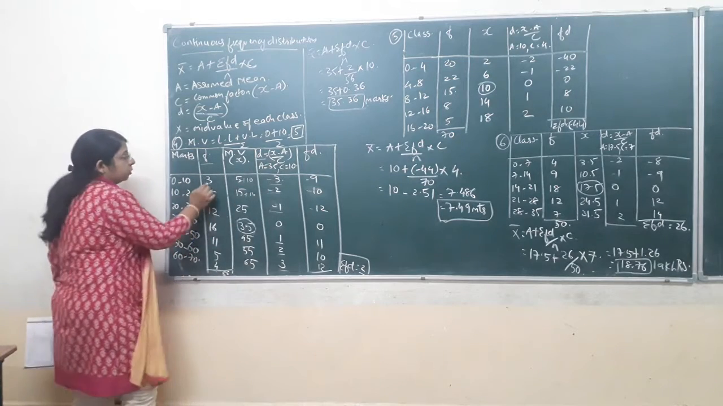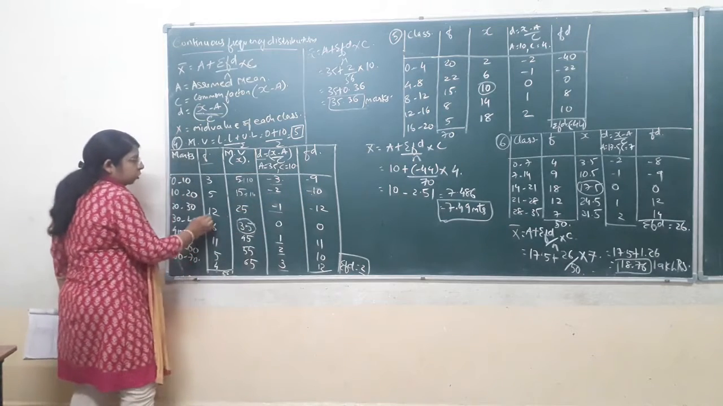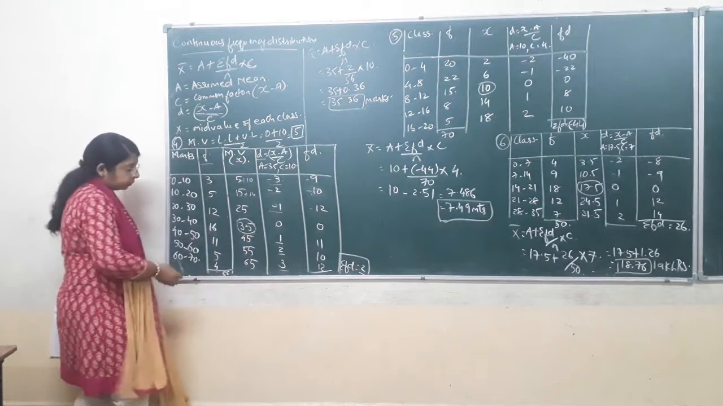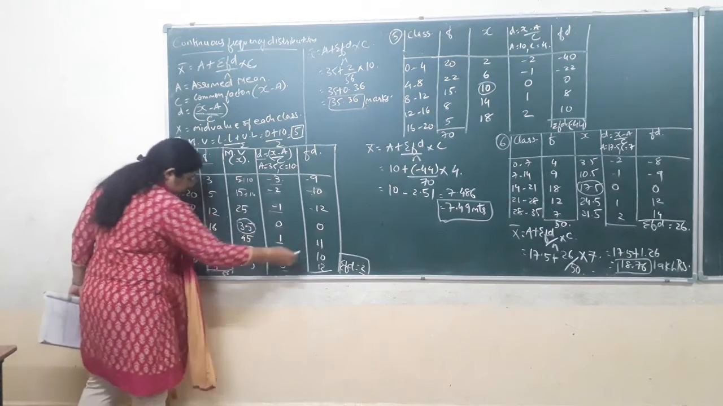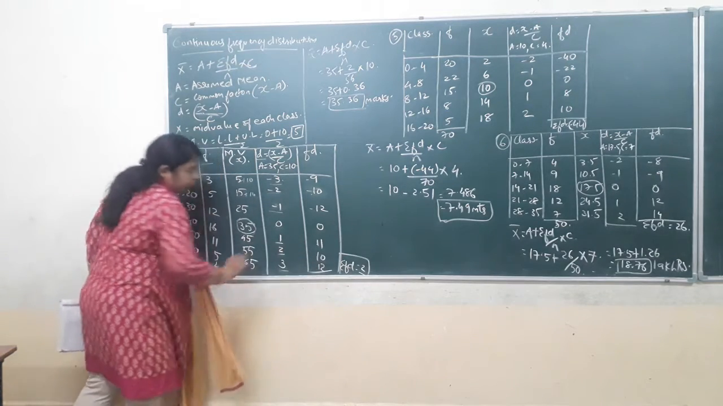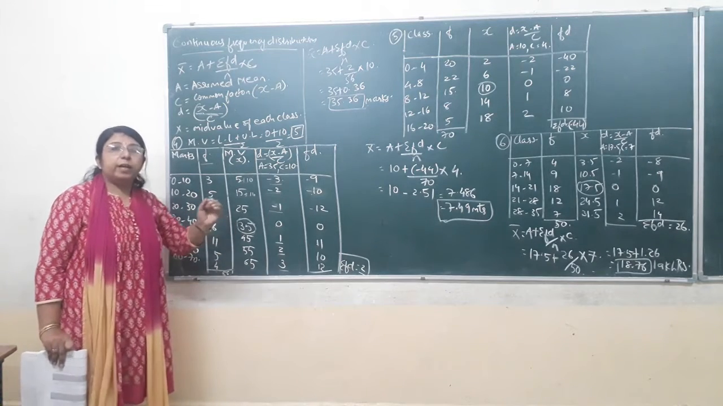Okay, so first one, 3 into minus 3, so minus 9. 5 into minus 2, minus 10. 12 into minus 1, so minus 12. 16 into 0, so 0. Then 11 into 1, 11. Then 4 threes are 12. Okay, so in this way you have to multiply the values of f and d.